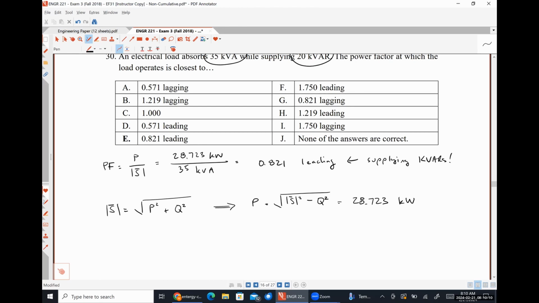Just for the sake of argument, for any of you guys that aren't understanding this part right here, that's literally just Pythagorean theorem backwards. If I know the hypotenuse and I know one of the legs, how can I solve for the length of the other leg? You draw a triangle. Yep.